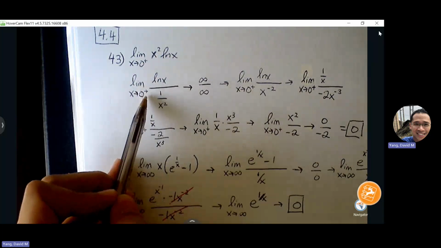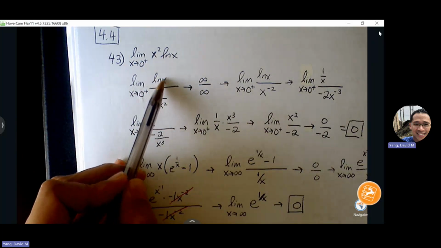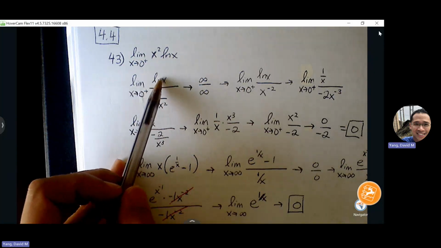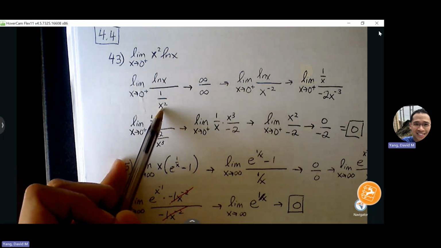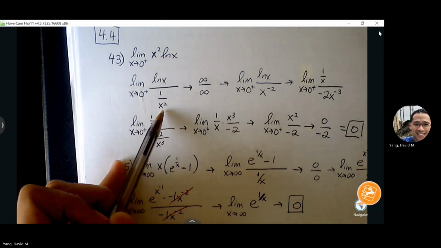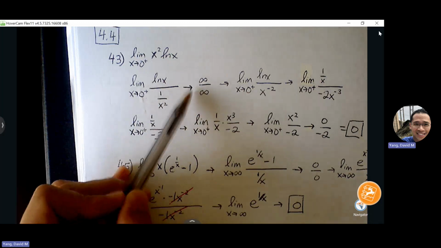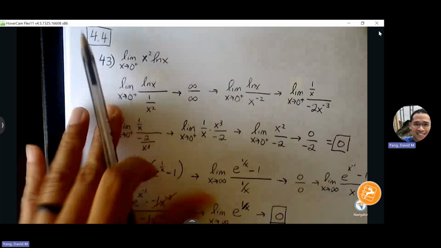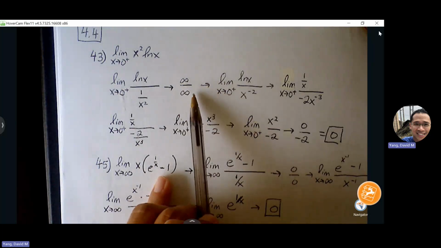And if I plug in 0 from the right, so imagine like 0.1, 0.01, natural log of 0.1, 0.01, that's going to be a negative infinity. And then if I plug in 0 for the denominator, 1 over a really, really small number is also infinity. So basically any infinity over infinity is considered an indeterminate form. So that gives us the green light to do L'Hopital's rule.